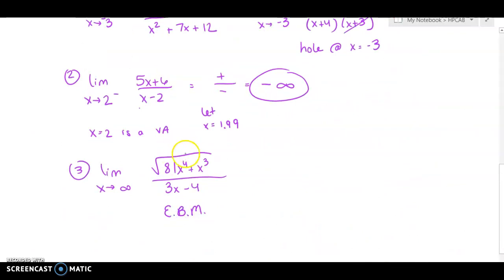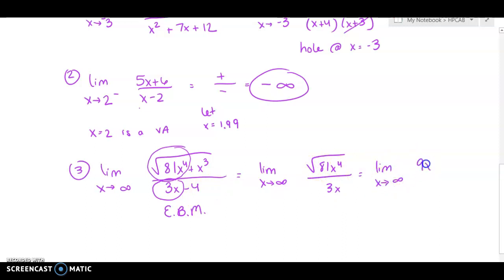Remember, with our end behavior model, you take the highest degree in the numerator and the highest degree in the denominator. So really, we're just going to be looking at the limit as x approaches infinity of the square root of 81x to the 4th all over 3x. And we can simplify the numerator a little bit. This is going to be the same thing as the limit as x approaches infinity of 9x squared all over 3x. And then we can simplify this a little bit. We get 3x.